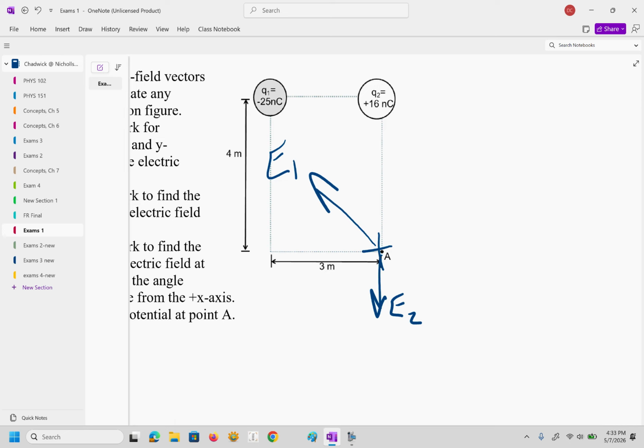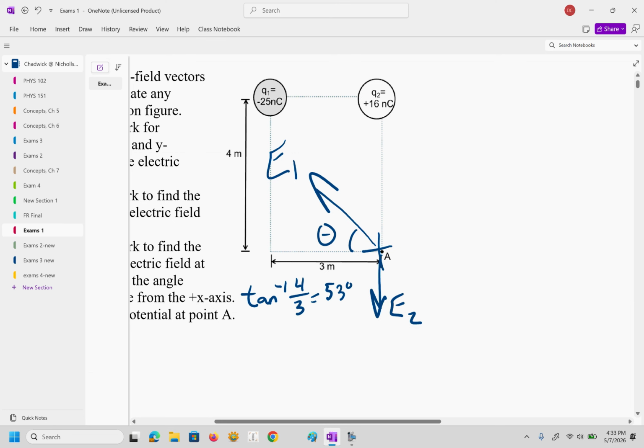Then I need to calculate the magnitude of each of those, and I also want to calculate the angle. So I need to know what this angle is. I do the inverse tan of opposite over adjacent. That's 4 over 3. That's 53 degrees. All right, so my angle is 53 degrees. Then I calculate E1 and E2. So E1 is 9 times 10 to the 9th times Q1, which is 25 times 10 to the minus 9.